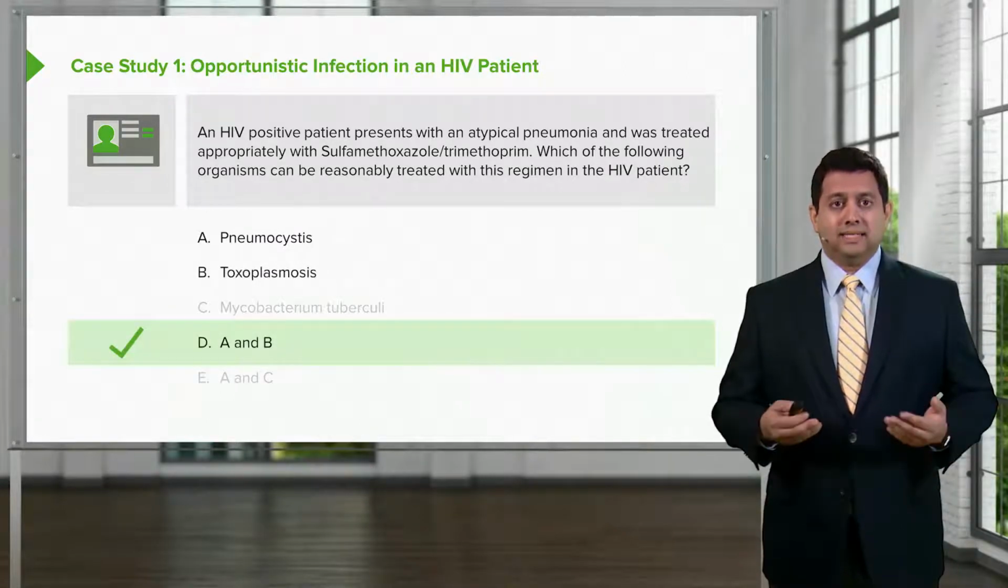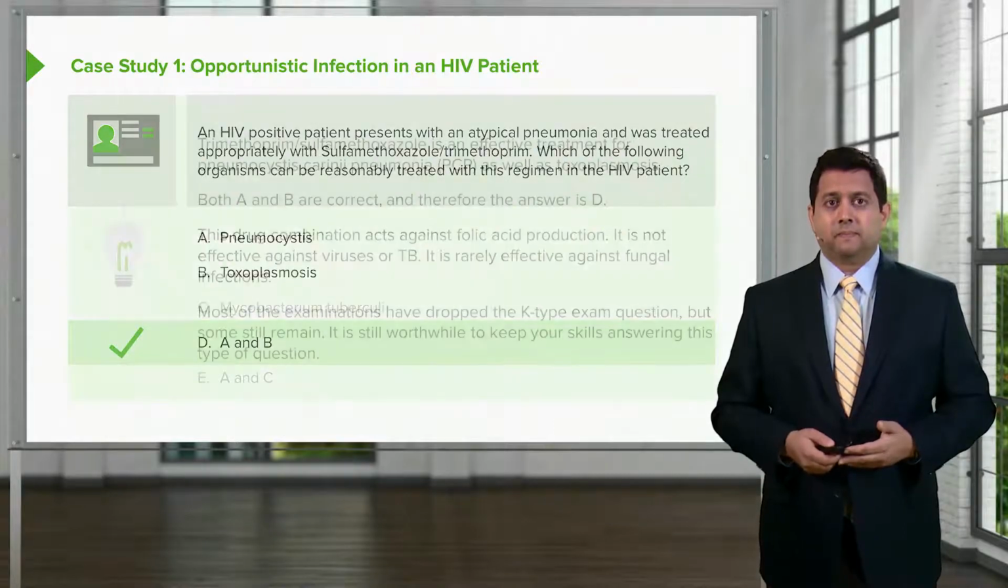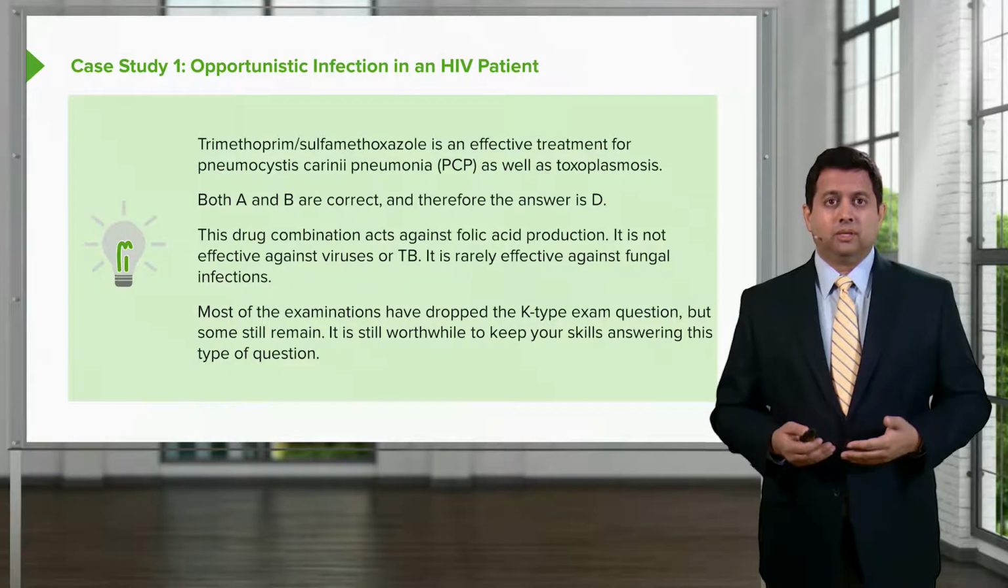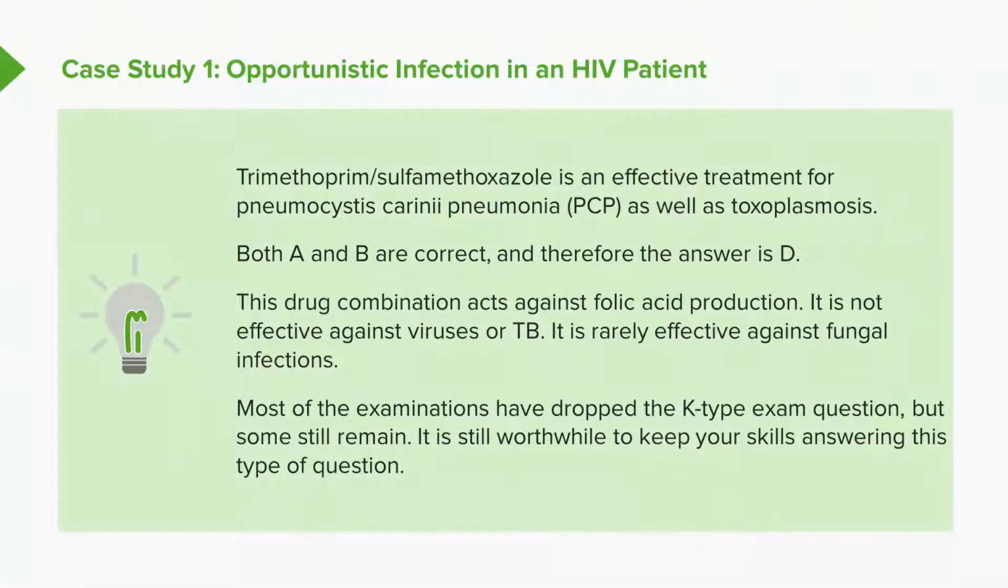Good, you chose D, which is A and B. So trimethoprim sulfamethoxazole is an effective treatment for Pneumocystis carinii pneumonia, or PCP, as well as Toxoplasma gondii. Both A and B are therefore correct, so the answer is actually D. This drug combination acts against folic acid production. It is not effective against viruses or against tuberculosis, and it is rarely effective against fungal infections.